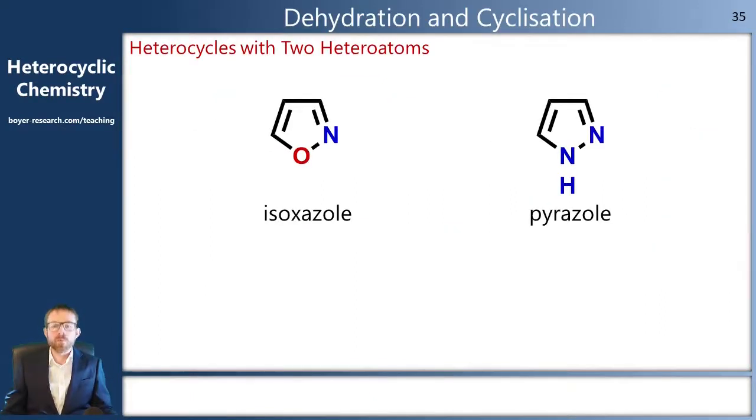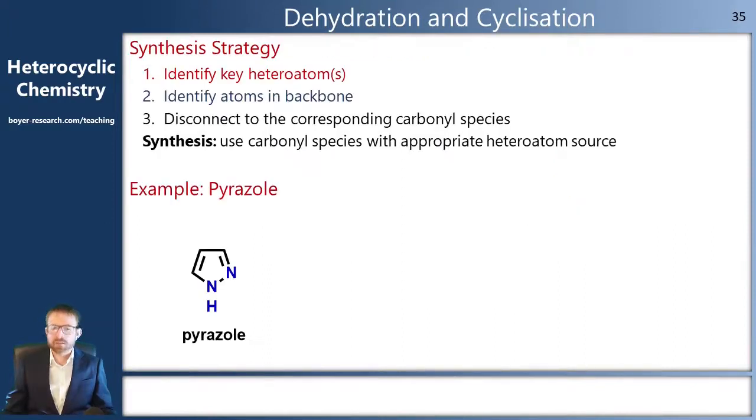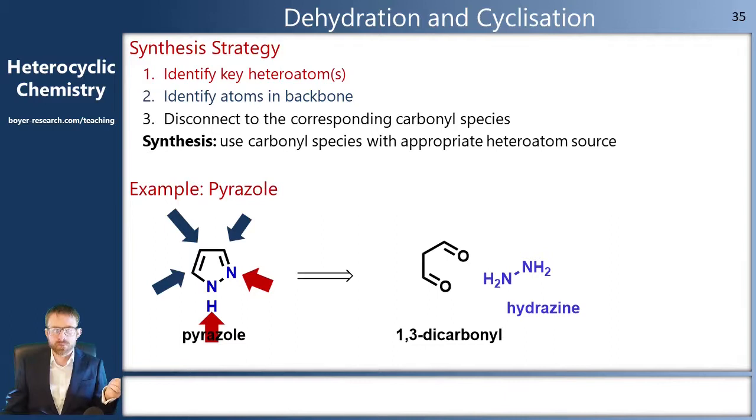What do we do if there is more than one heteroatom? Well, the system still applies. So if we look at a pyrazole, we now need to identify the key heteroatom, but this time there's 2 of them. So we have the 2 nitrogens, which leaves us a 3-carbon backbone. So this time, we're going to need a 1,3-dicarbonyl and a source of those 2 nitrogens. And 2 nitrogens with a single bond between them, 2 NH2s with a single bond between them, is called hydrazine.